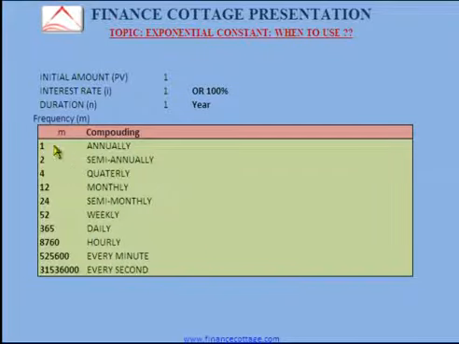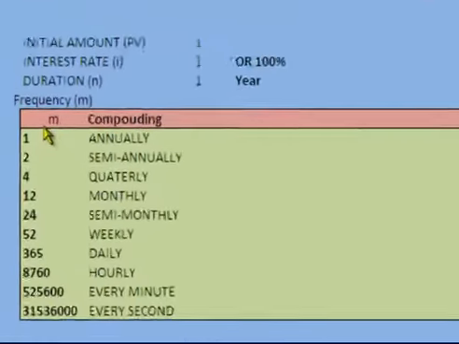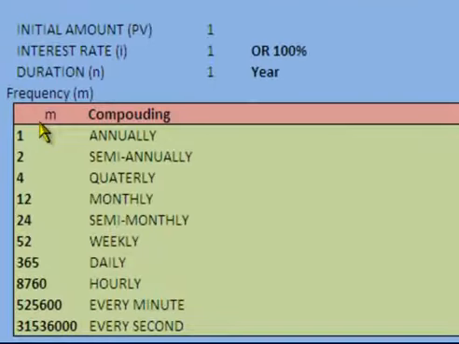Now in this table the first column shows the frequency of compounding. In case of annual compounding the interest is compounded once in a year. In case of semi-annual compounding the interest rate is compounded twice in a year. In case of quarterly it is compounded 4 times in a year. In case of monthly it is 12. In case of semi-monthly it is 24. In case of weekly 54, and so on.